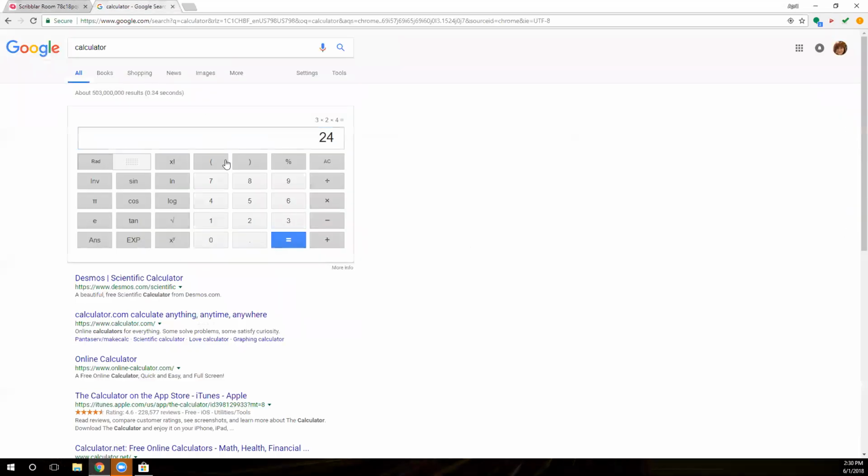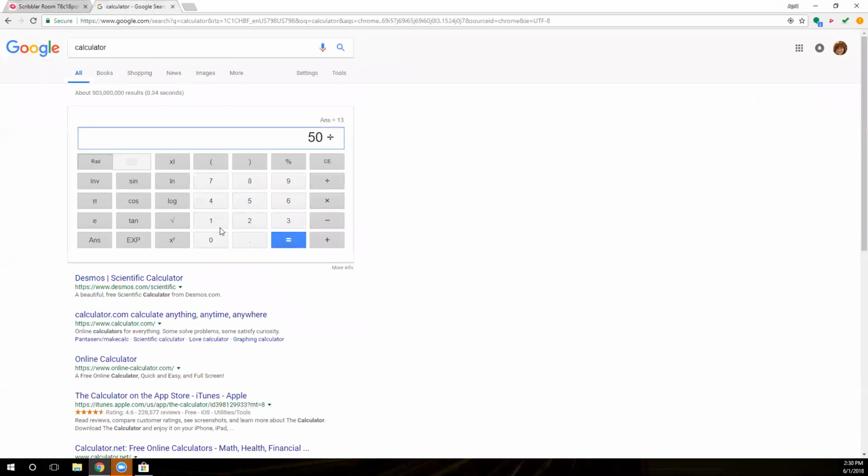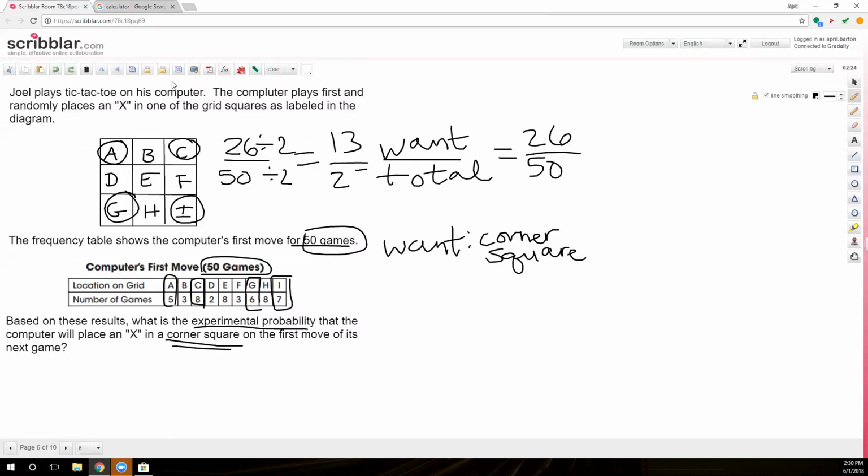We plug those into a calculator. 26 divided by 2 is 13. So that's the top half. And 50 divided by 2 is 25. Now, sometimes you have to reduce more than once, so you can check again to see if there's any number that divides into 13 or 25.